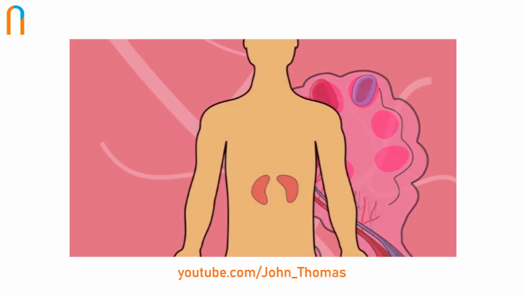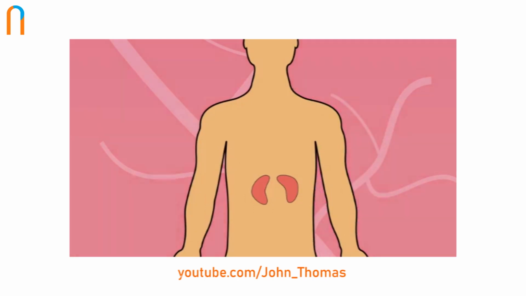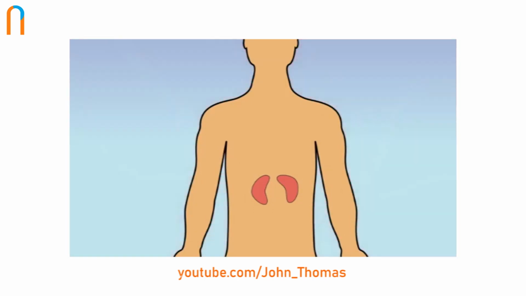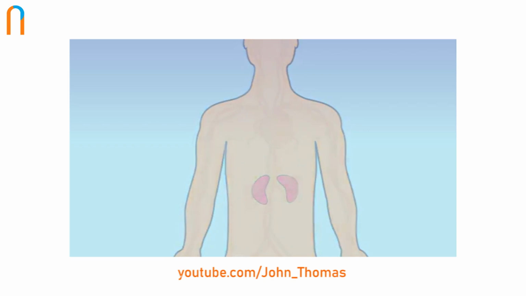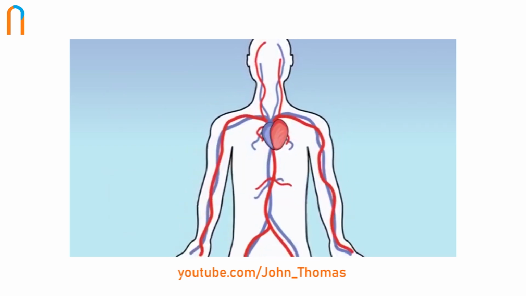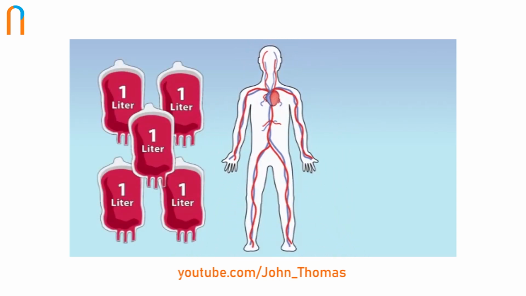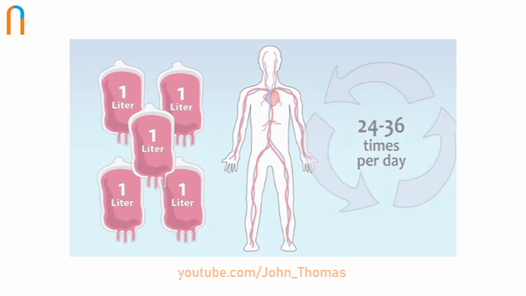The cross-sectional area of the vena cava is larger than that of the aorta. Therefore, the velocity of flow is slower in the vena cava than in the aorta.